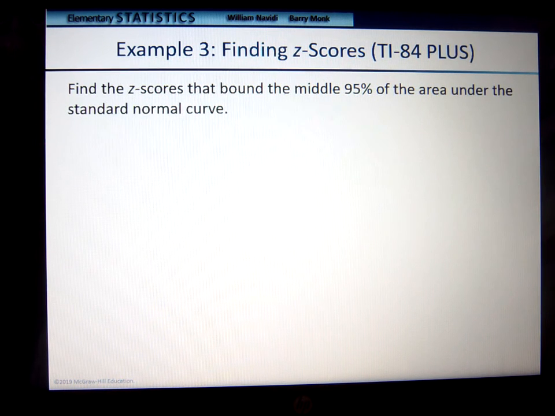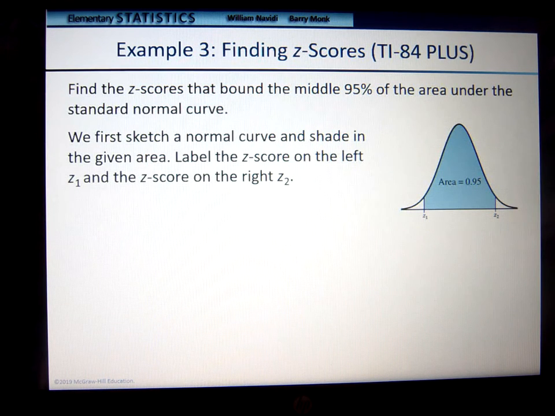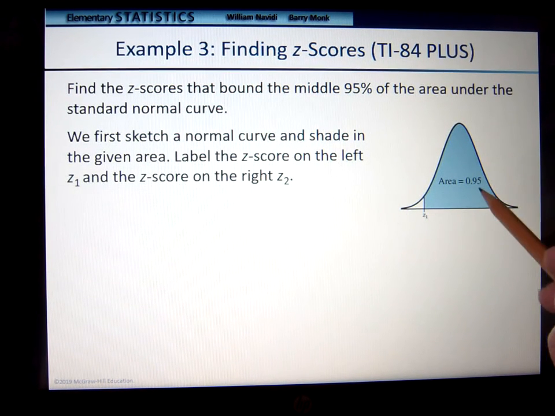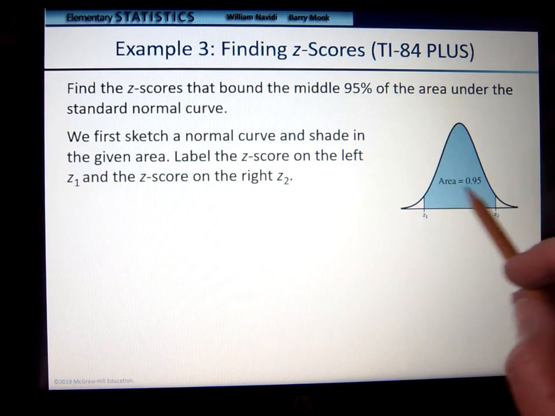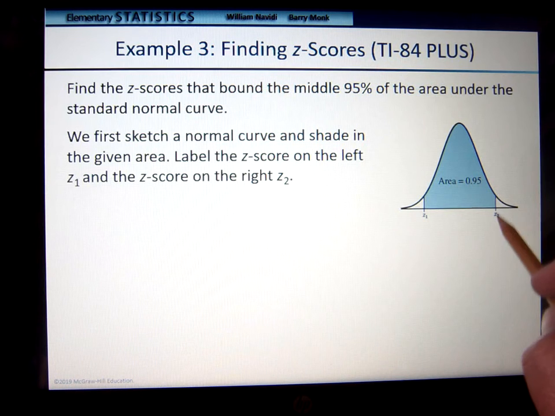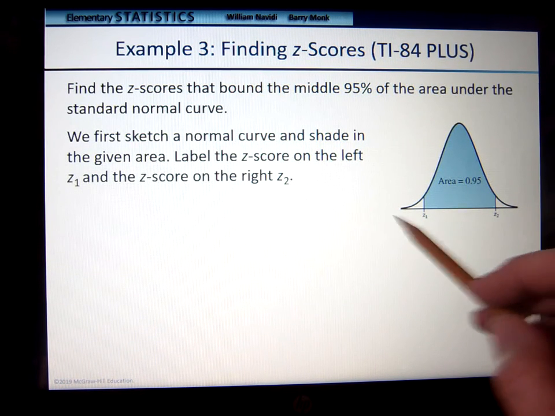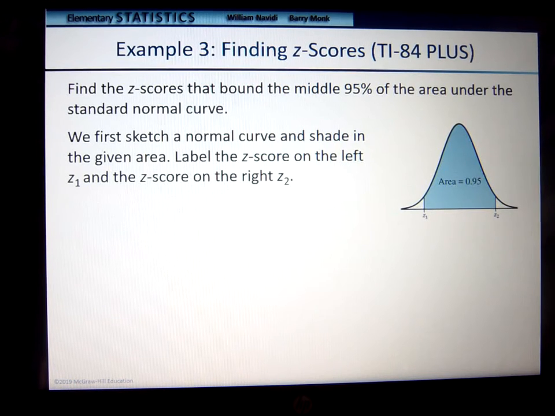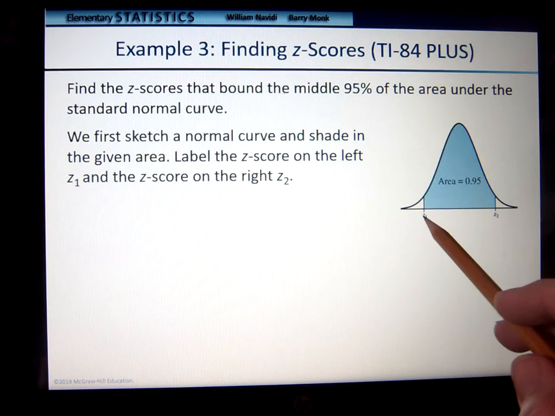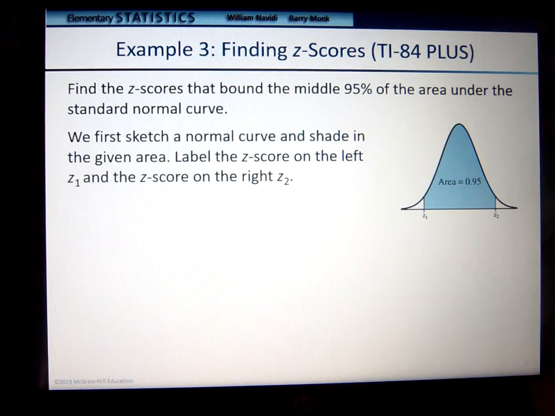Find the z-scores that bound the middle 95% of the area under the curve. Sketching it again, knowing that this is 95% leaves 5% left here. So we're going to split that 5%. We'll get 2.5%, which means if I want to take a look at this number, I could put in the area to the left, 0.025, or I can also put in my value from here down, 0.975, and let's see what they do first.